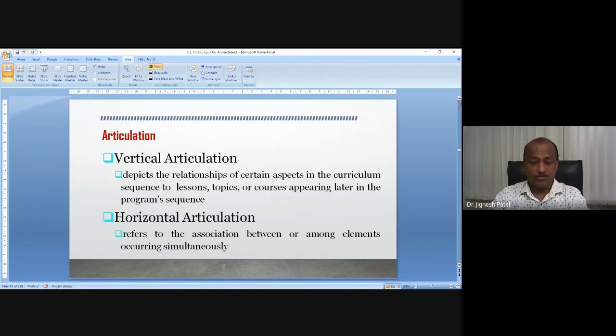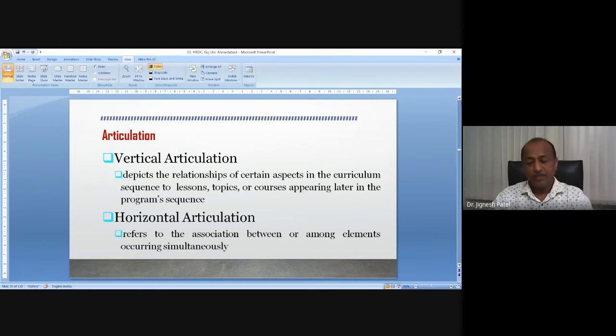Then articulation. Vertical articulation depicts the relationship of content, certain aspects in the curriculum, sequence of the lessons, topic or course appearing later in the program sequence. And while talking about horizontal articulation, it refers to the association between and among the elements occurring simultaneously.